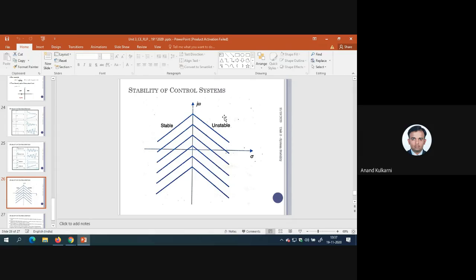So some mathematicians like Hurwitz and Routh developed a criterion without actually finding out the roots. They found a way to determine whether the roots have a positive real part or negative real part. That is the Routh stability criterion. In the next class, we can go with that. Have you understood this? What is meant by stability?